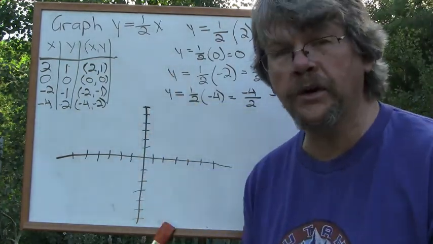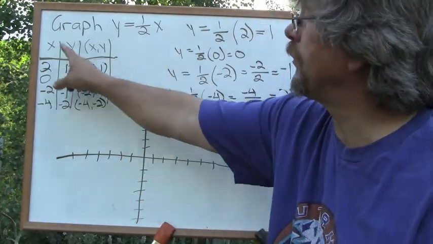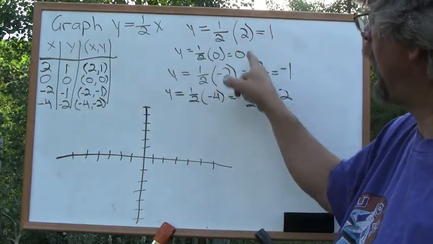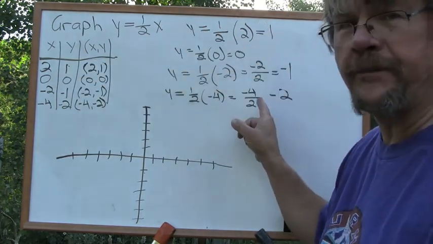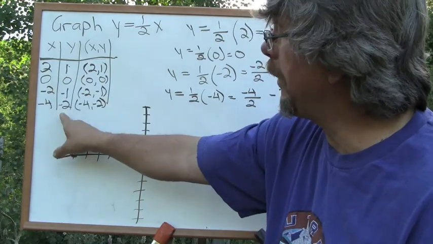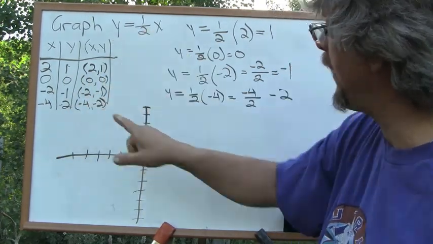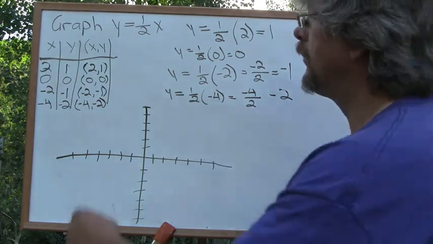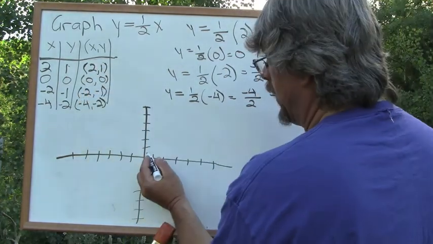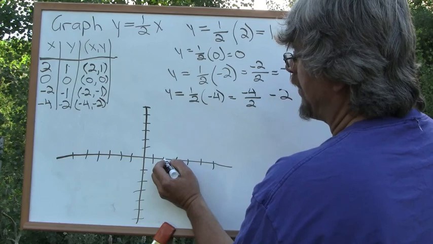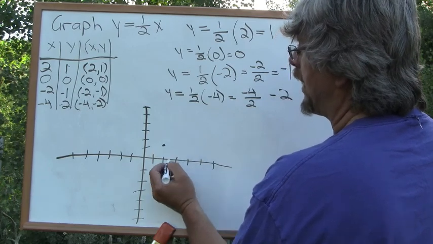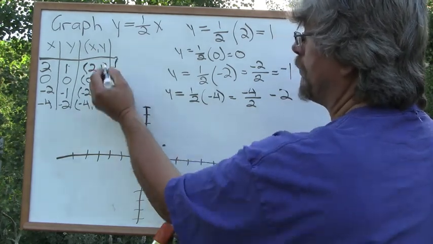Well, we've done the work. We plugged in numbers for x and solved the equation each time for each number, and we now know what y is, and now we have our coordinate points. Now we plot these points on the chart. So let's do that. 2 and 1. We go over 2 positive on x and up 1 positive for y. There's our first coordinate point.